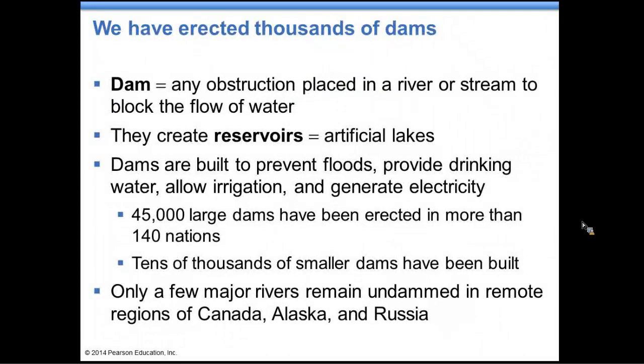So we've erected thousands of dams, and a dam is any obstruction placed in a river or stream to block its flow. Dams create reservoirs, and these are artificial lakes that store water for human use. It's kind of like our water security in some areas. They prevent floods, provide drinking water, allow irrigation, and also generate electricity. They're very useful. 45,000 large dams have been erected in more than 140 nations, and more than 10,000 smaller ones have been built. Only a very few major rivers remain undammed, in remote regions of Canada, Alaska, and Russia.